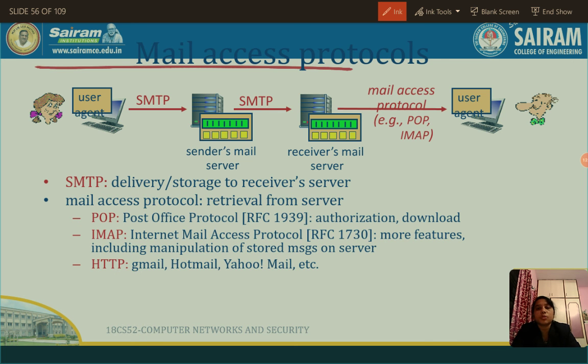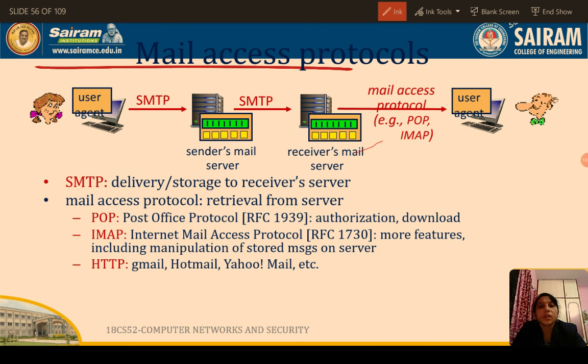Then comes mail access protocols. Along with SMTP we have another three protocols which are also called mail access protocols. They are nothing but POP, IMAP and HTTP. Why do we need these three protocols? As we have already said, see here, this is the receiver's mail server. Whenever it is sending the mail, the client side SMTP will work. Whenever it is receiving the mail in its user mailbox, the server side SMTP will work.